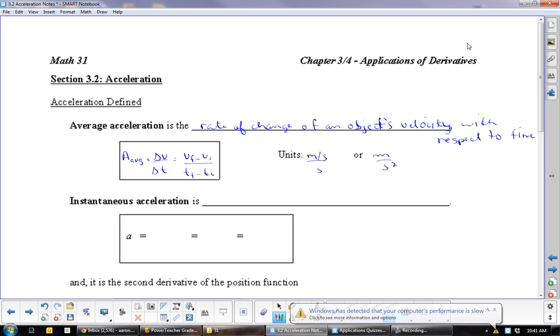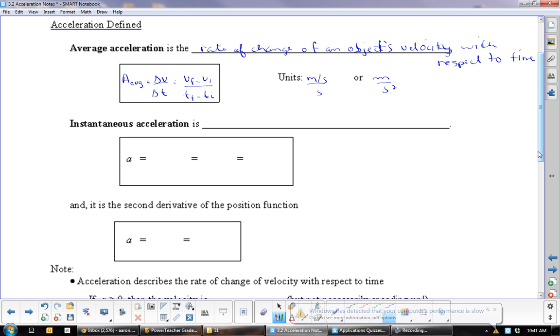Now, if you just took your time and the distance after the entire trip, you could find your average. But what if you wanted to find it at any specific time? Then you would use your derivative for instantaneous acceleration. Okay? Now, instantaneous acceleration is the derivative of the velocity function with respect to time.